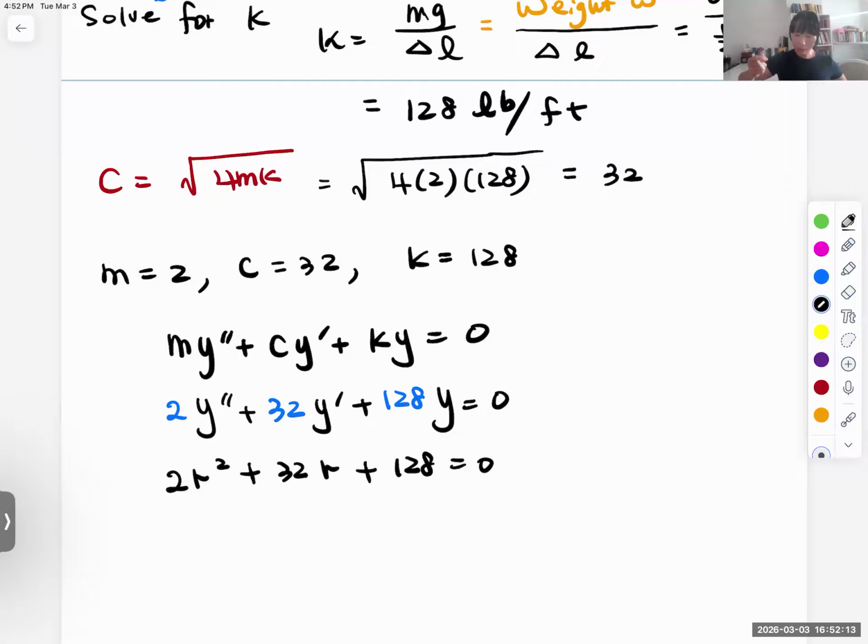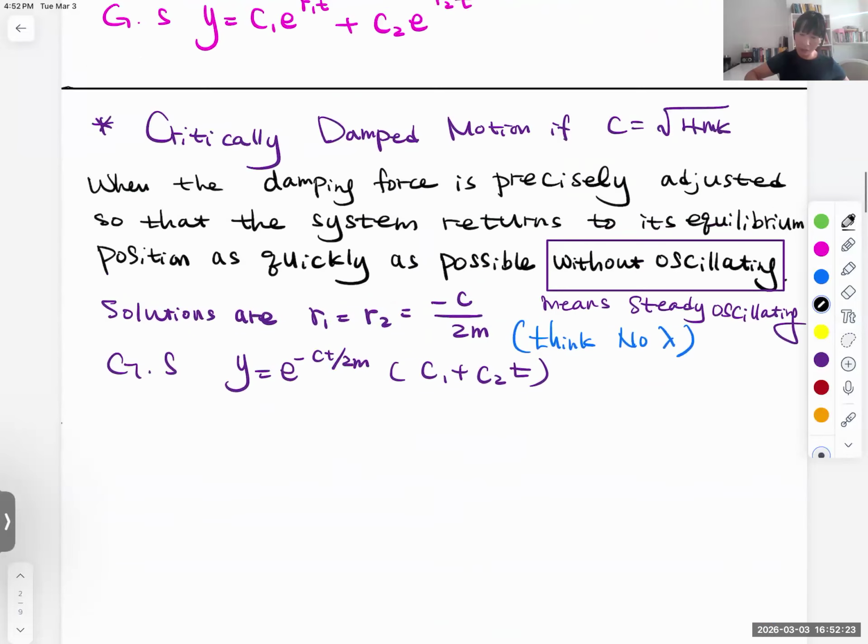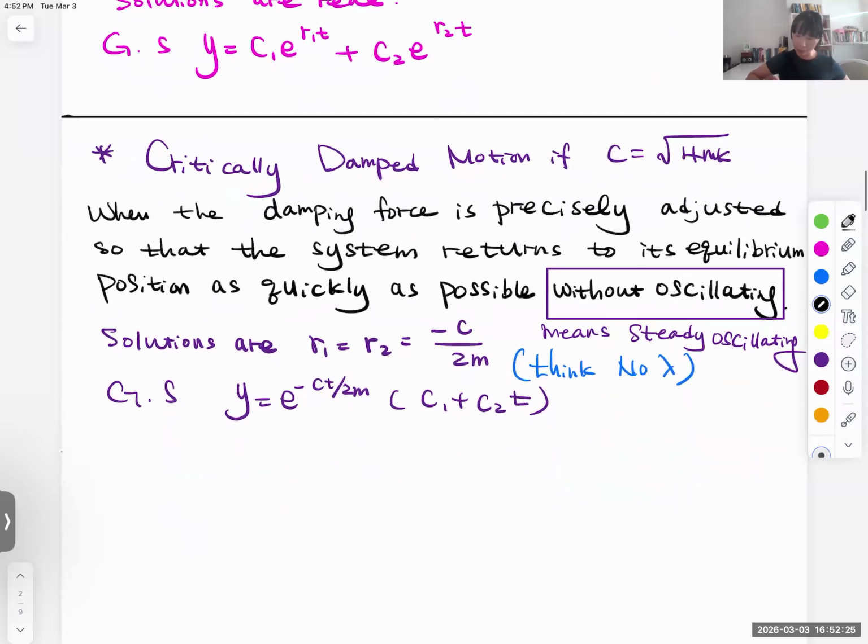Then what is the general solution? Let's take a look. The general solution of critically damped is like that.